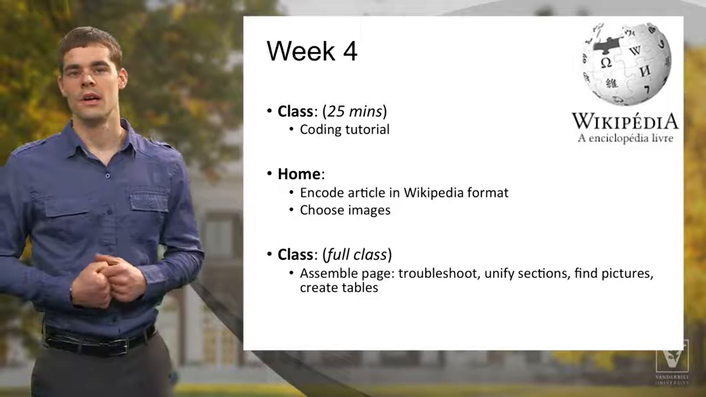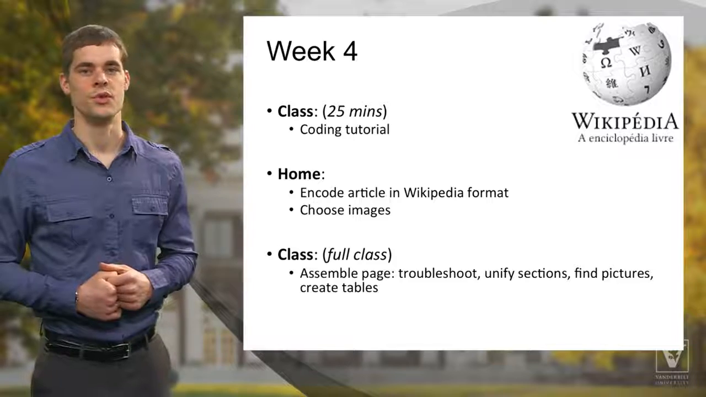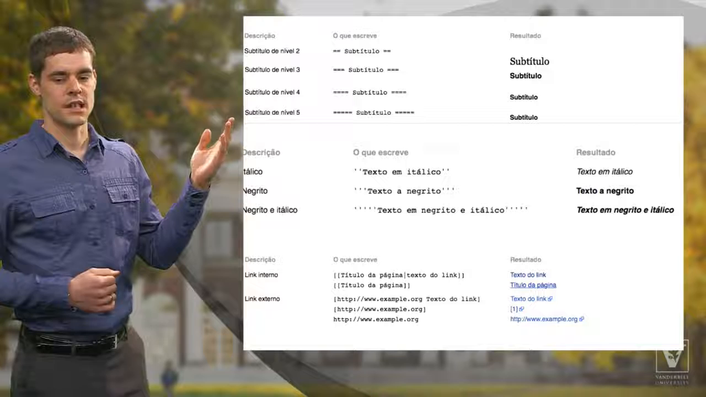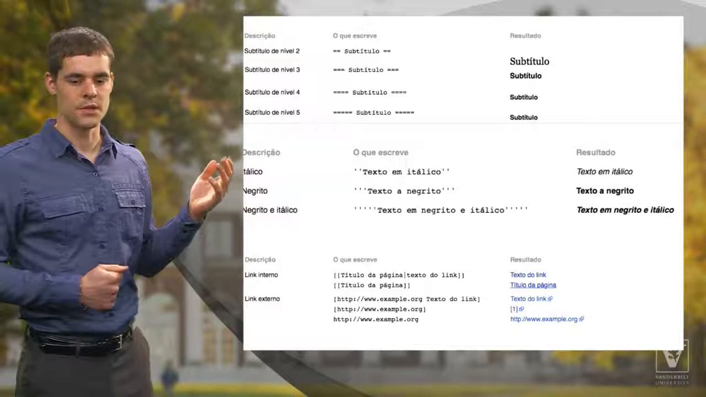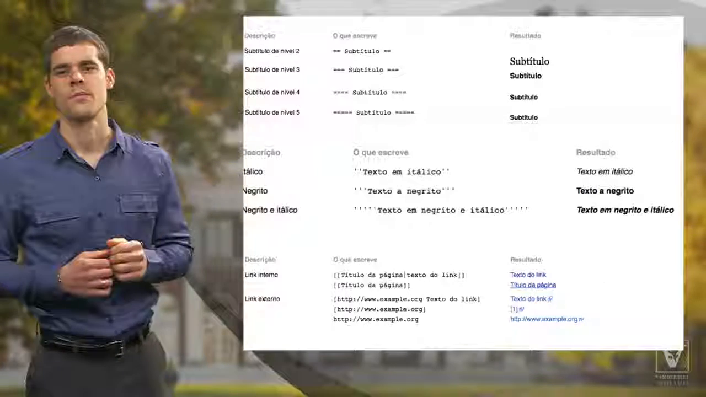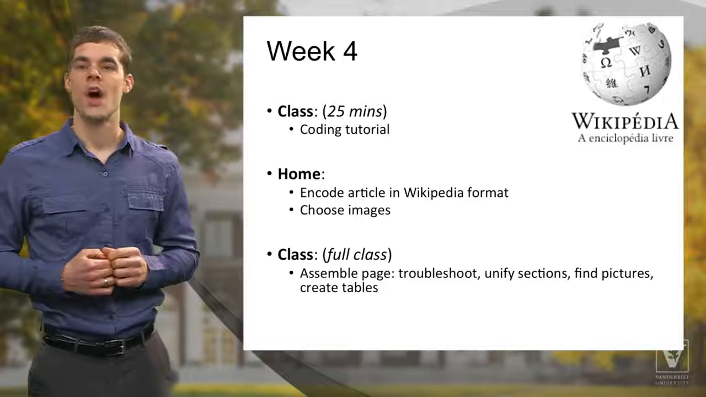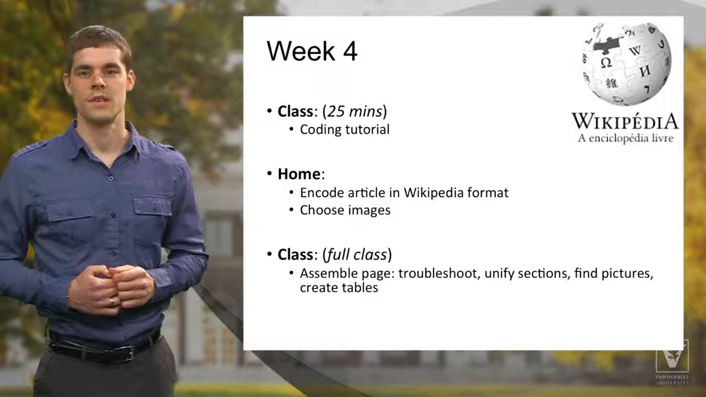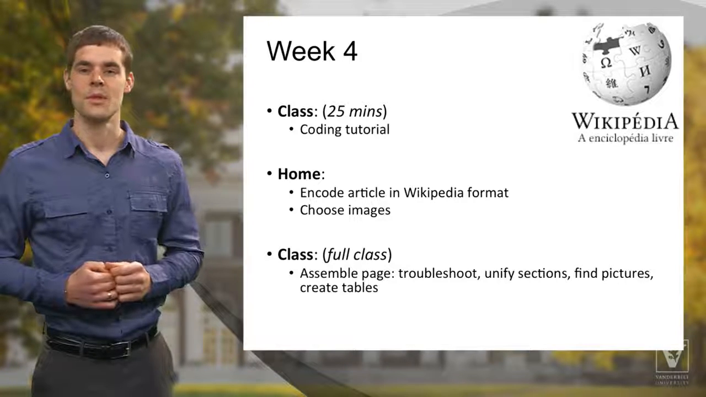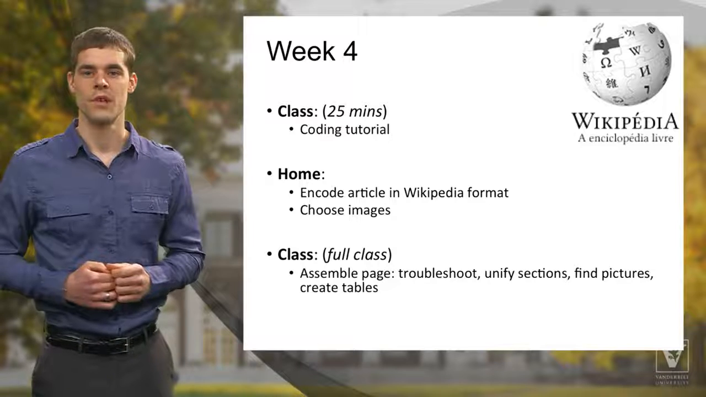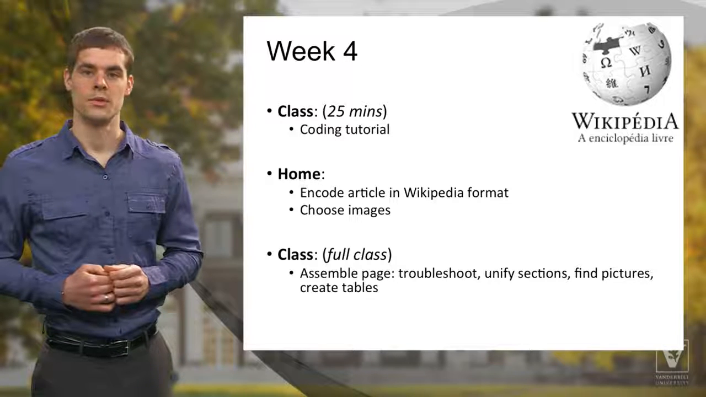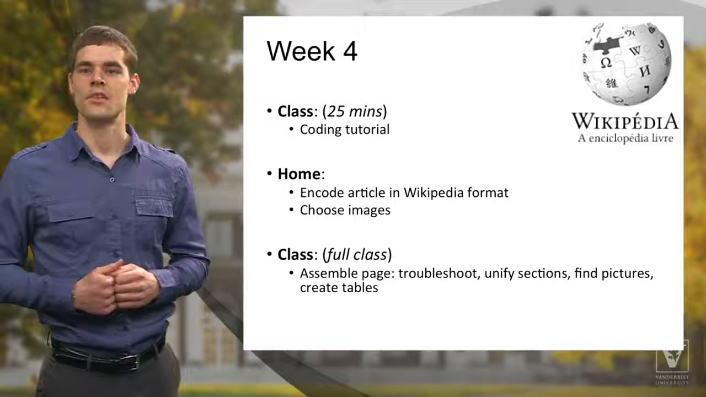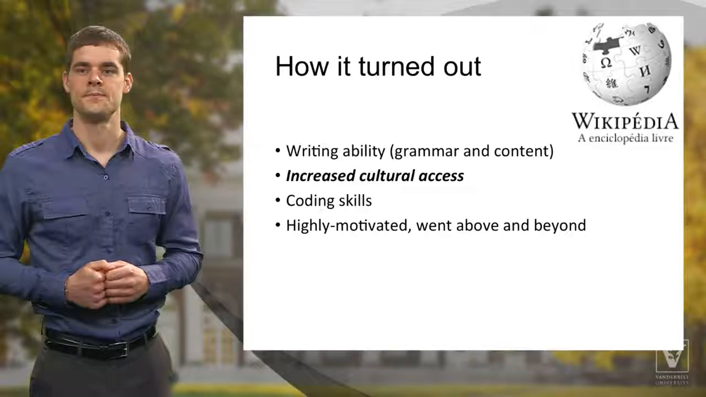Finally, in week 4, I prefaced their homework by a short coding tutorial that showed some aspects of basic coding in Wikipedia, such as style like italics, bold, as well as internal page links. And then students at home encoded the article in the Wikipedia format, chose images to enrich their sections, and then in class we assembled the page. We did some troubleshooting of code, and for the most part students were able to troubleshoot their own code and help each other out. We unified the sections, found extra pictures, and created tables.